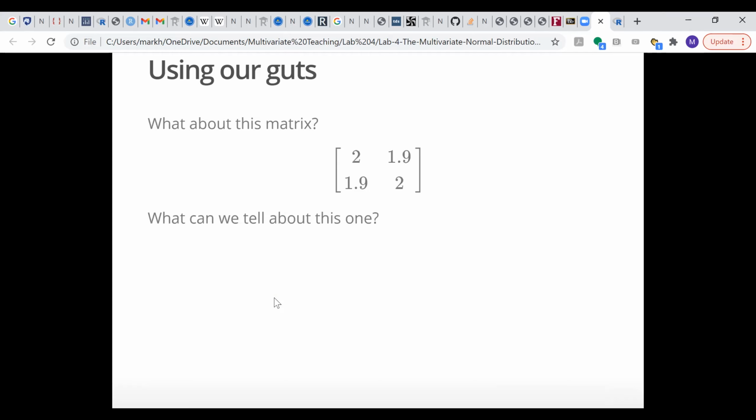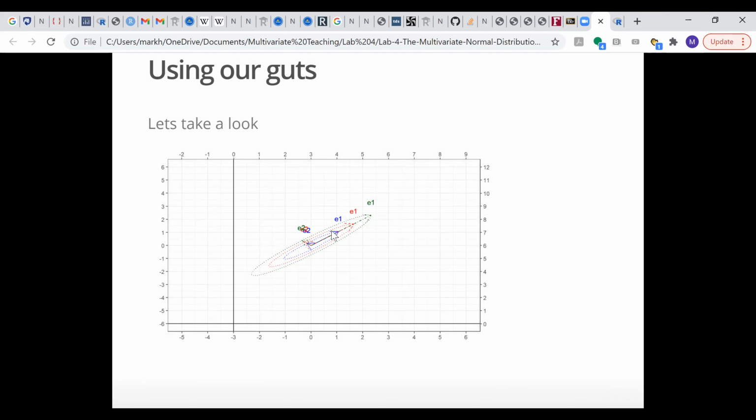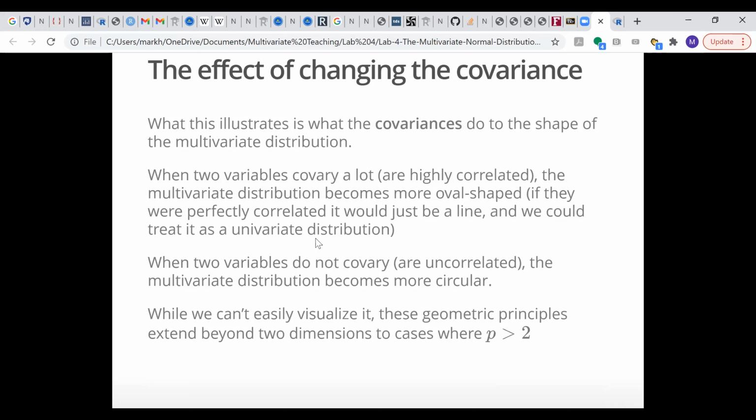And so with this matrix, when we have high covariances, let's see what this does. And so we see here we got very narrow ellipses where it goes very significantly in one direction, and then the eigenvector is very short in another direction. And so this illustrates what covariances do to the shape of the multivariate distribution. So when two variables covary a lot, when they're highly correlated, the multivariate distribution becomes more oval shaped. And if they were perfectly correlated, it would just become a line, and we can treat it as a univariate distribution. And when two variables don't covary much, the multivariate distribution becomes more circular.